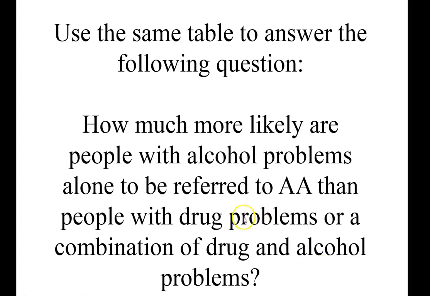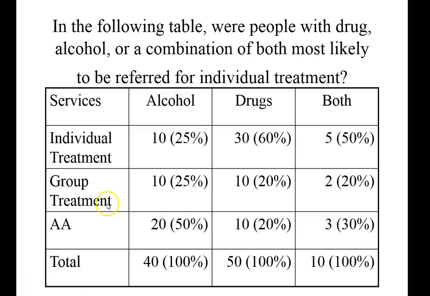So how much more likely are people with alcohol problems alone to be referred to AA than people with drug problems or a combination of drug and alcohol problems? So let's go back and look at AA. We see that those with alcohol are 50% more likely to be referred than drugs at 20 and both at 30. So it answers your question very simply. This right here is what you would see in an article. If you can understand this, you can read any article.